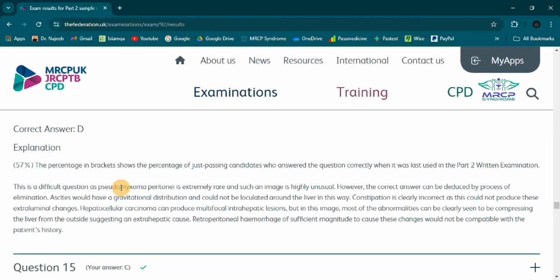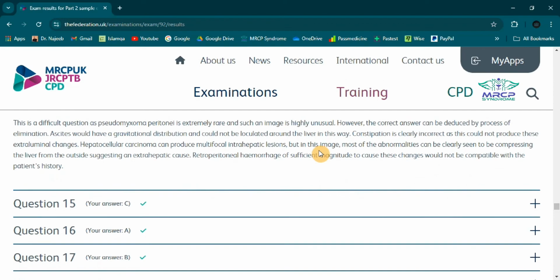This is a difficult question, as pseudomyxoma peritonei is extremely rare and such an image is highly unusual. However, the correct answer can be deduced by the process of elimination. Ascites would have a gravitational distribution and could not be loculated around the liver in this way. Constipation is clearly incorrect, as this could not produce these extraluminal changes. Hepatocellular carcinoma can produce multifocal intrahepatic lesions, but in this image most of the abnormalities are clearly seen to be compressing the liver from outside, suggesting an extrahepatic cause. Retroperitoneal hemorrhage of sufficient magnitude to cause these changes would not be compatible with the patient's history.